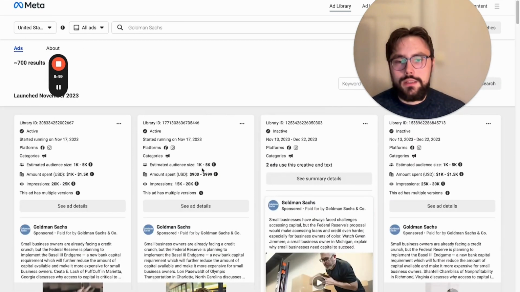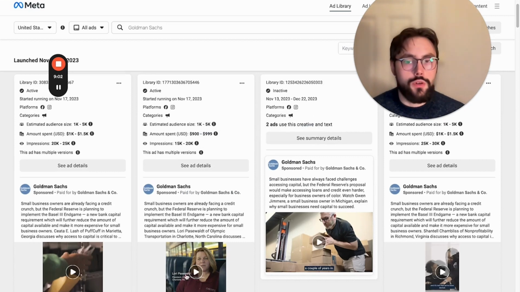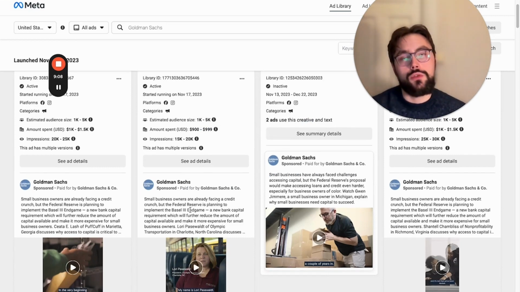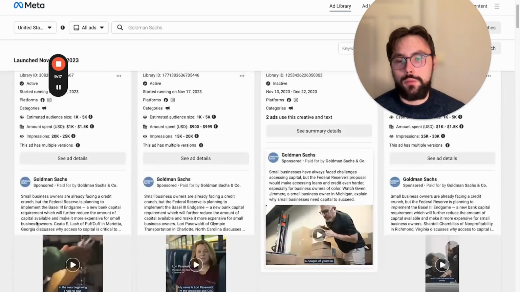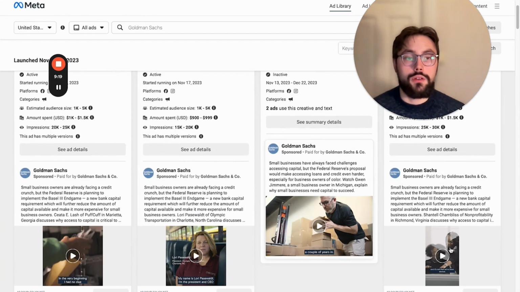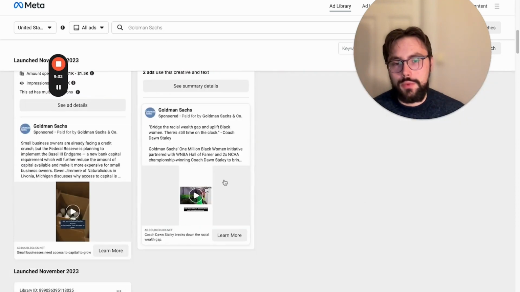Like this ad's target audience is 1 to 5,000, and the amount spent is between $900 and $1,000, and their impressions here as well. So this is probably some sort of retargeting campaign or maybe some interest group with internal data they have. These are the ads they're running, and you can see some small business ads, which are probably targeted to their already existing business clients or small business clients. And then they usually talk about some sort of political stuff.